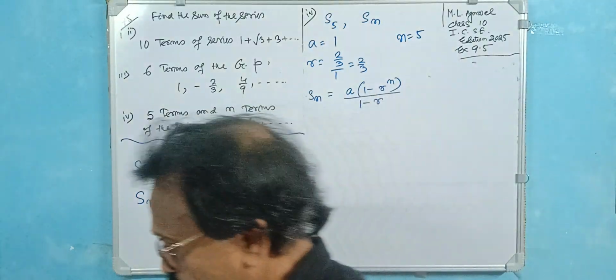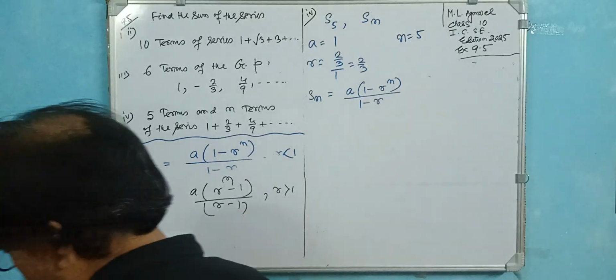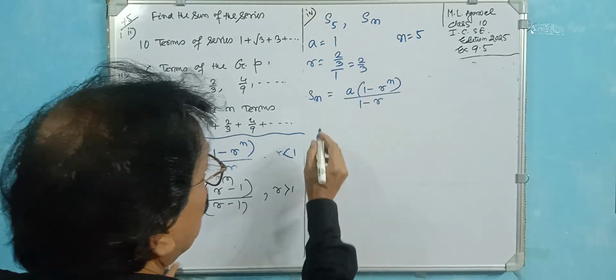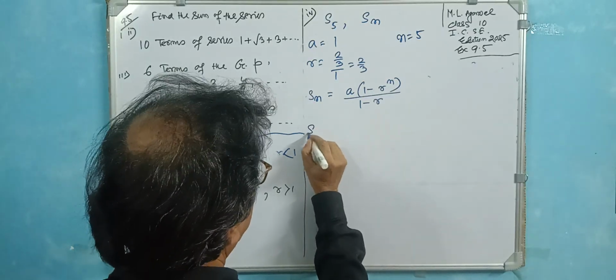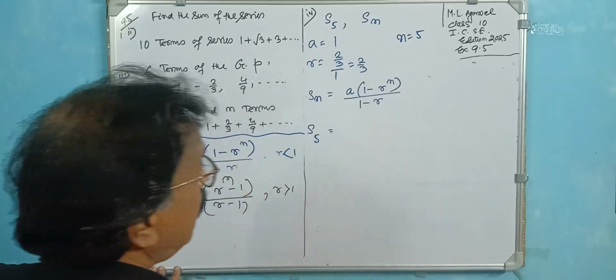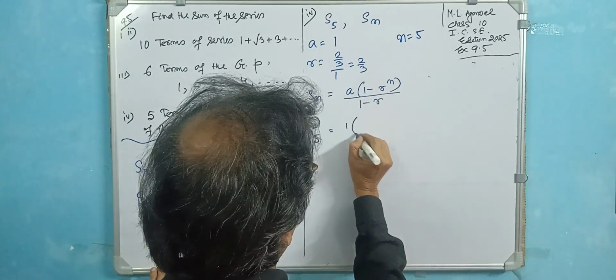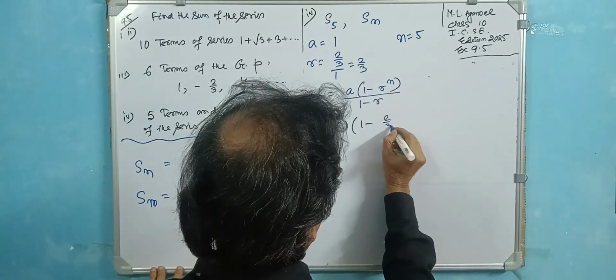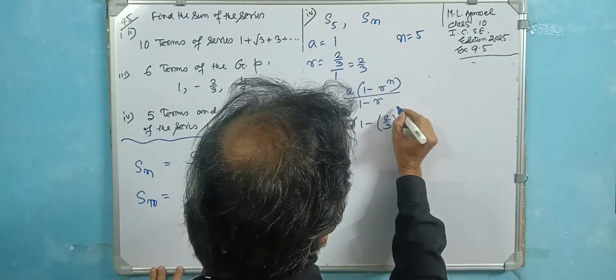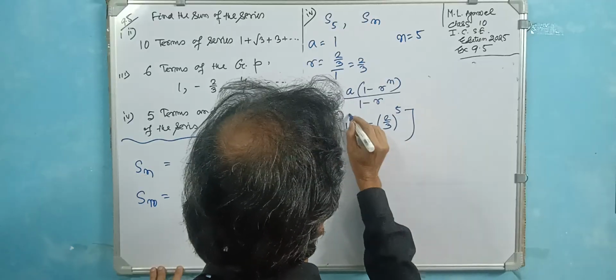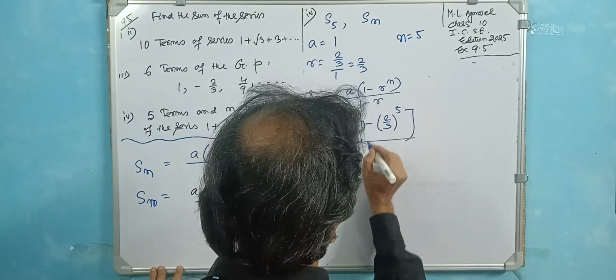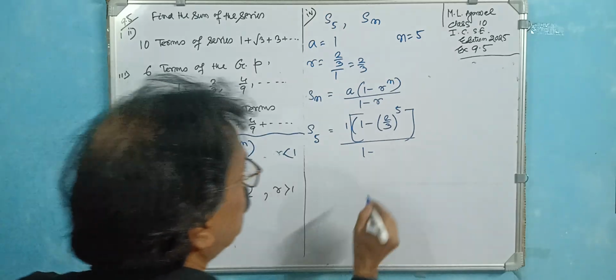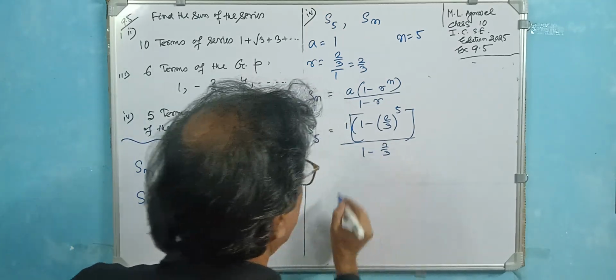Now we just put in the values. So S5 first. In S5, a is 1, so 1 minus, what is the value of r? r is 2 by 3, and this is to the power n. What is the value of n? It is 5. Okay, no problem. Divided by 1 minus, what is the value of r? r is 2 by 3. Here it is 1.